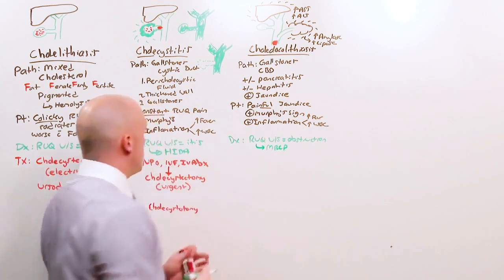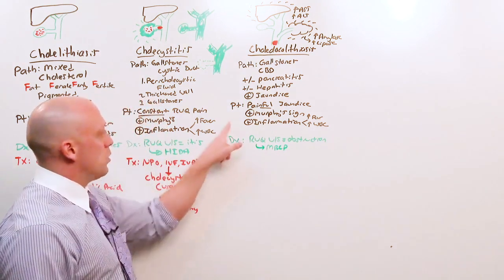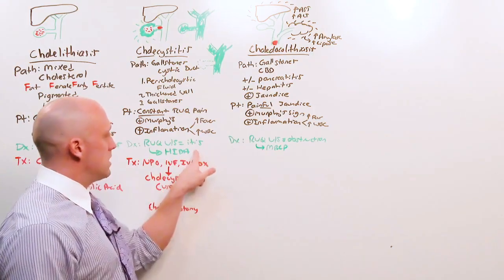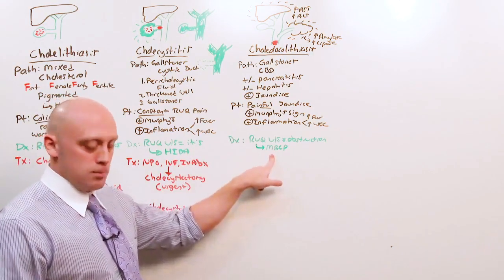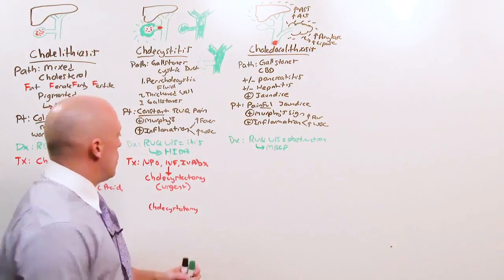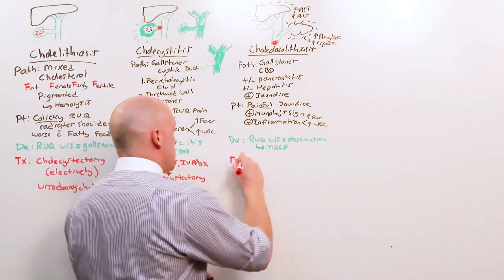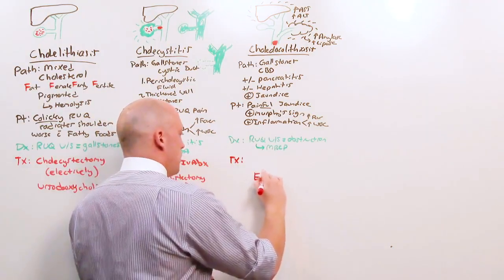Much like in cholecystitis, where if the ultrasound didn't agree with your clinical picture, you got another test. But in this case, it's not HIDA, you use MRCP. The treatment for choledocholithiasis is ERCP. That's where you want to go.